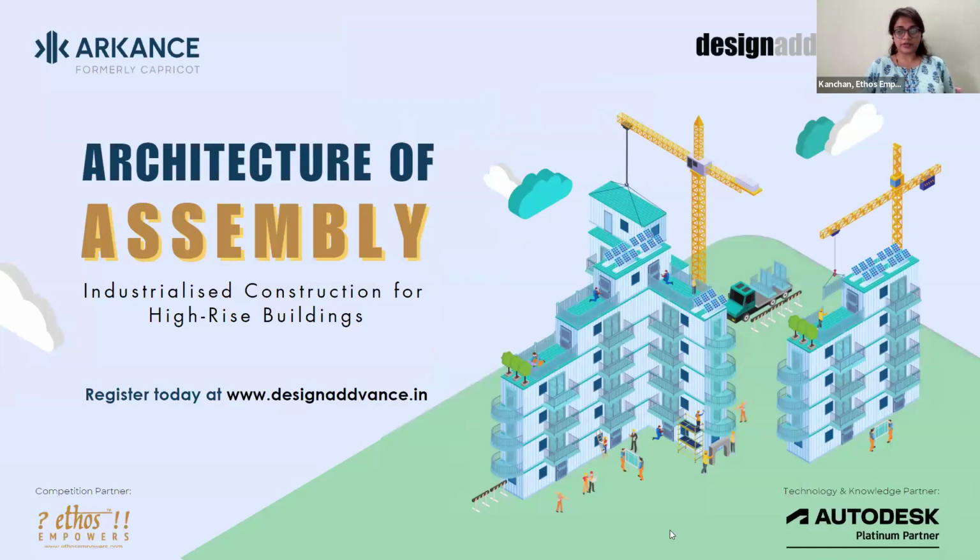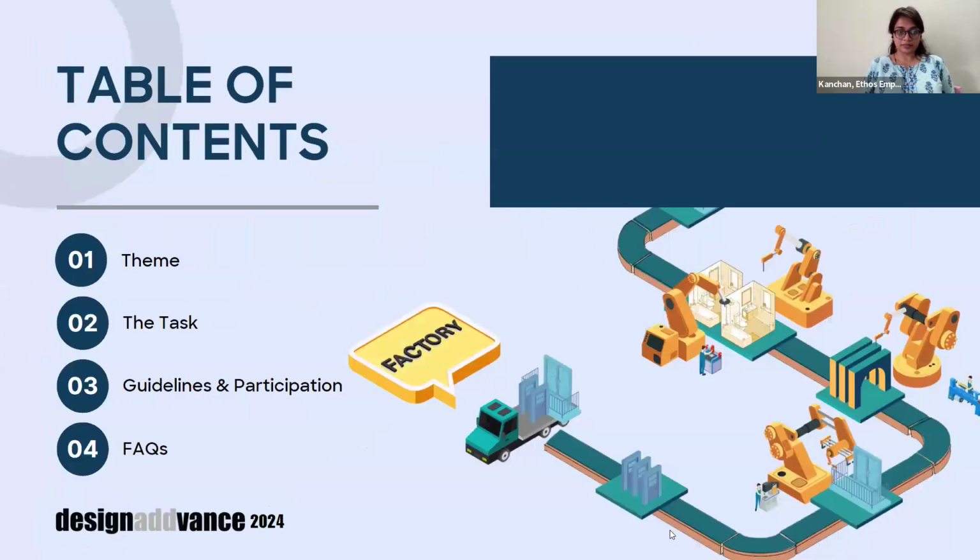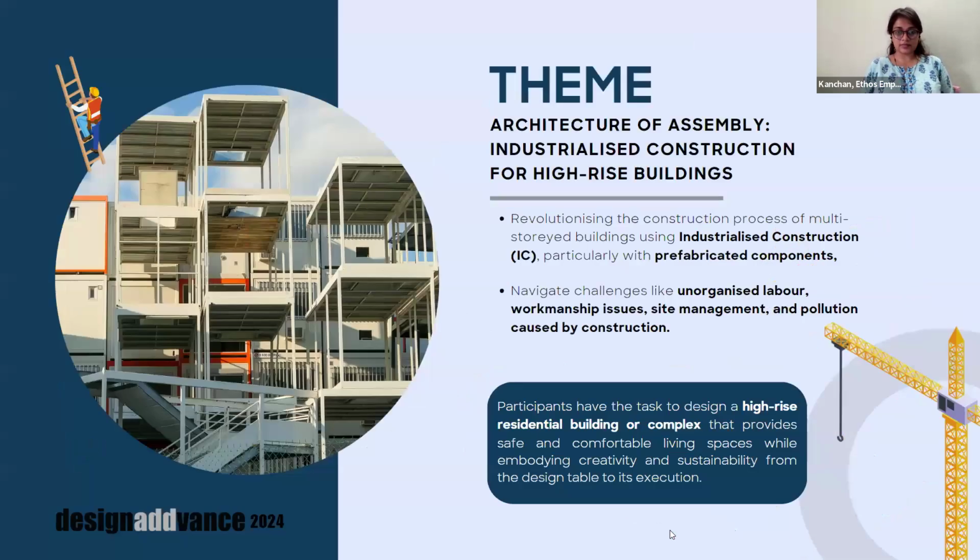So I'll just take you quickly through a briefing. The theme this year for Design Advance is Architecture of Assembly: Industrialized Construction for High-Rise Buildings. So clearly, we are dealing with industrialized construction with prefabricated components, assembling a building, which is the introduction of a rather newer kind of construction technology for students. We'll be discussing the theme, the design task, the guidelines for participation, and some frequently asked questions.